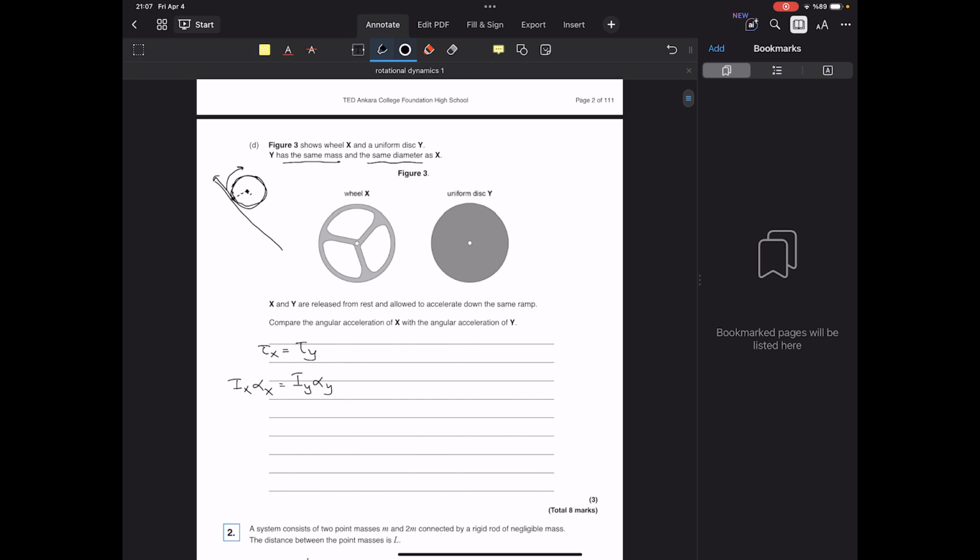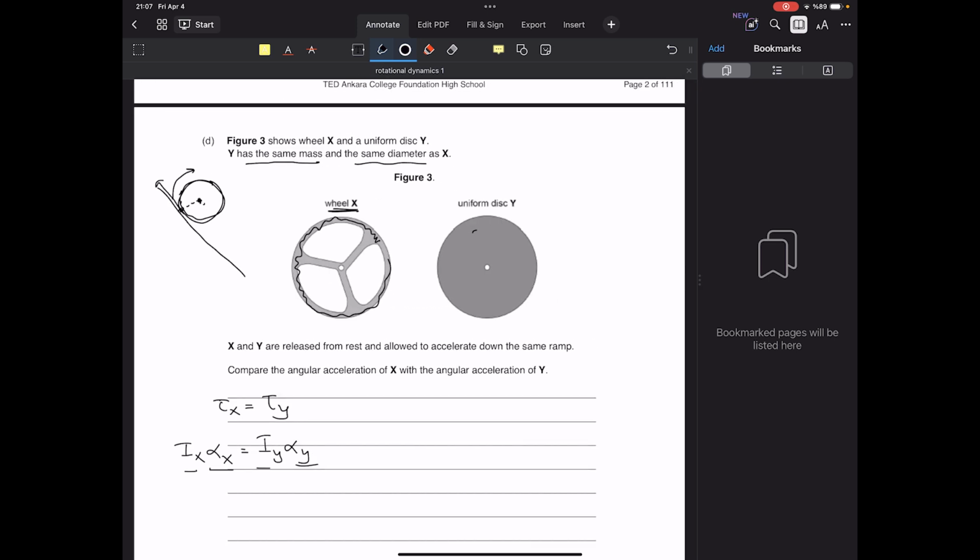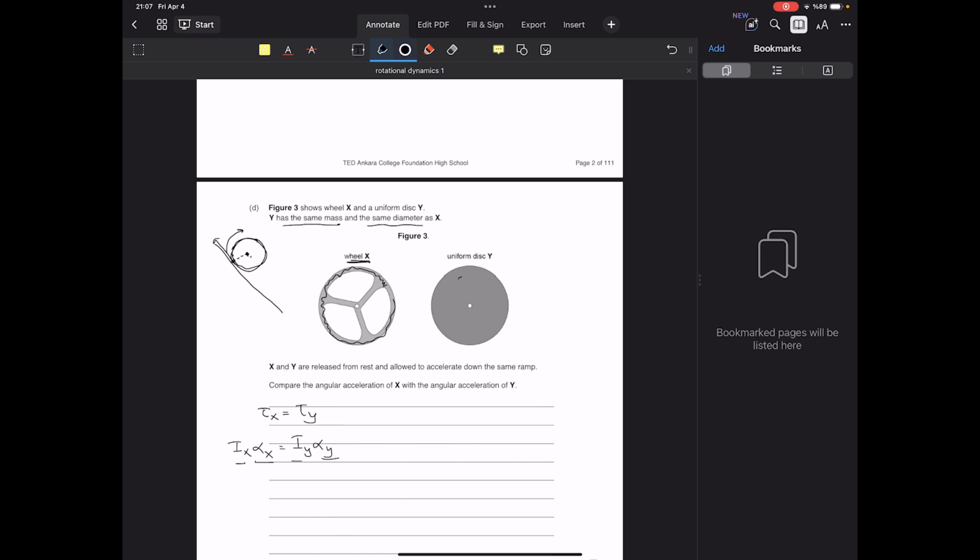Now, here's the thing. To compare the angular accelerations, we need to compare the moments of inertia. And now, looking at these disks, you might say, well, this is more filled in, so hence it has a higher moment of inertia, but that's actually false, because these both have the same mass, while in wheel X, most of the mass is concentrated on the outside, the outer rim of the wheel, while in disk Y, the mass is distributed equally for all radii.